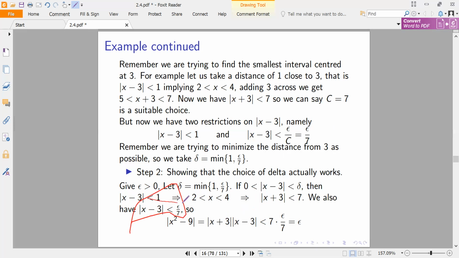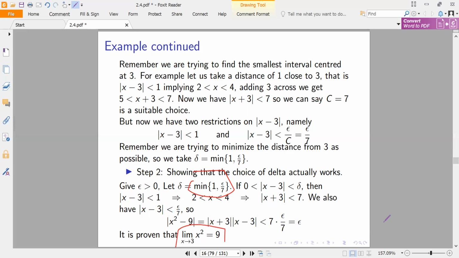Sorry about that part. I'm talking about what I have here. It means x plus 3 can be substituted by 7, and x minus 3 by epsilon over 7. I hope that part is clear. So in this case, the absolute value of x squared minus 9 is less than epsilon. I hope that part is clear. So this is how we choose. From choosing the minimum between 1 and epsilon over 7, we get to prove, or we get to see, that even trying to run away from it, it comes back.